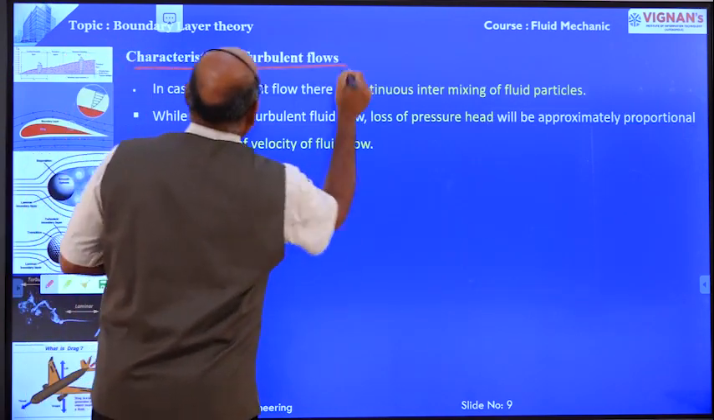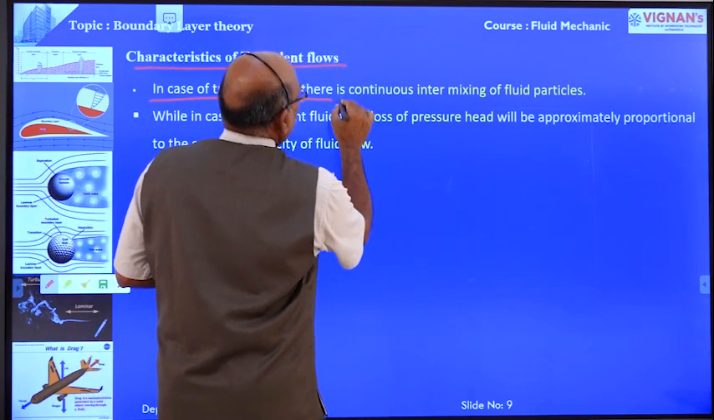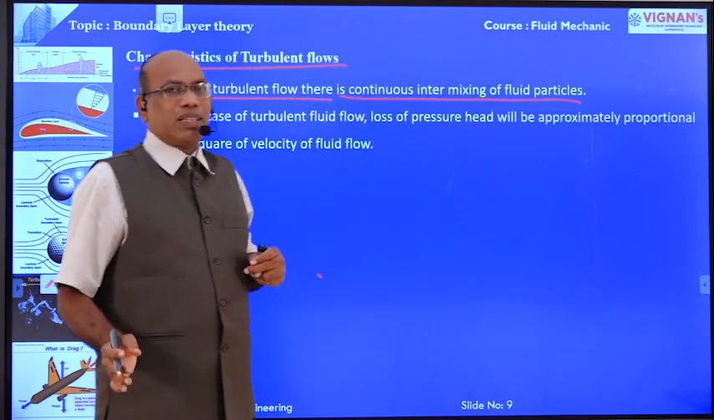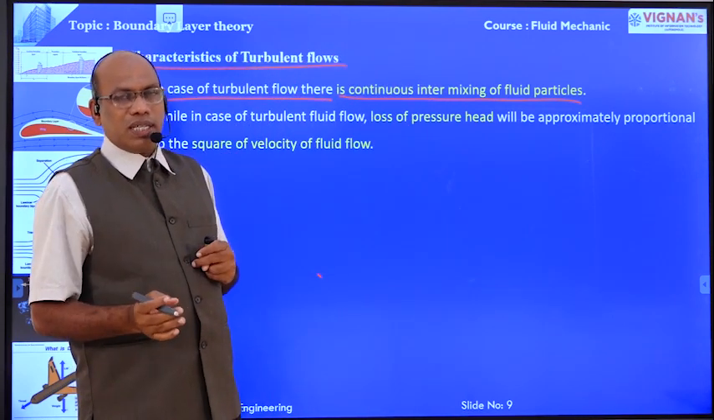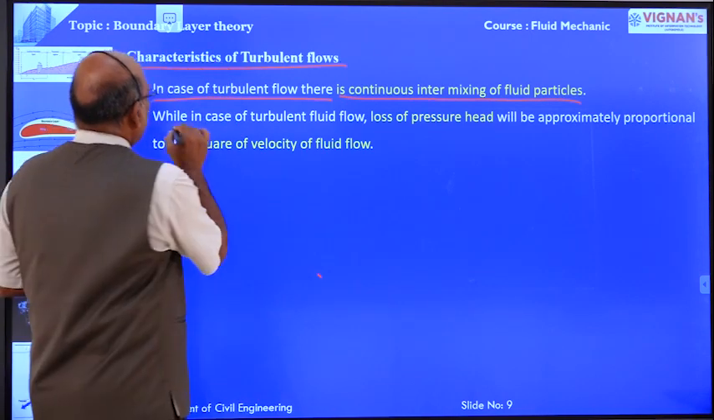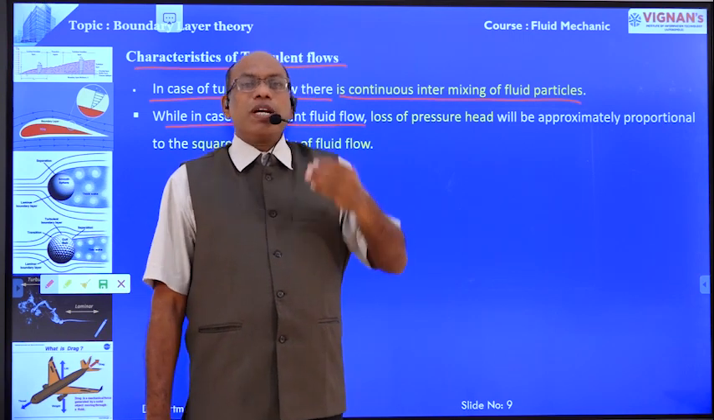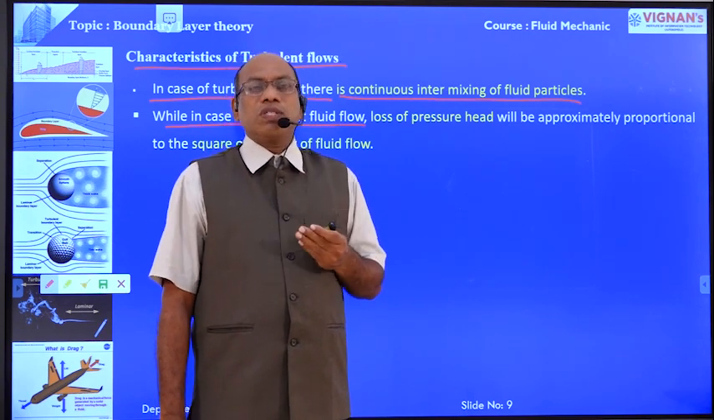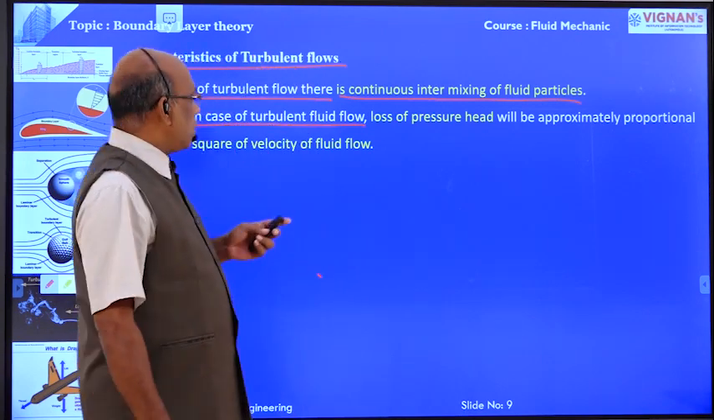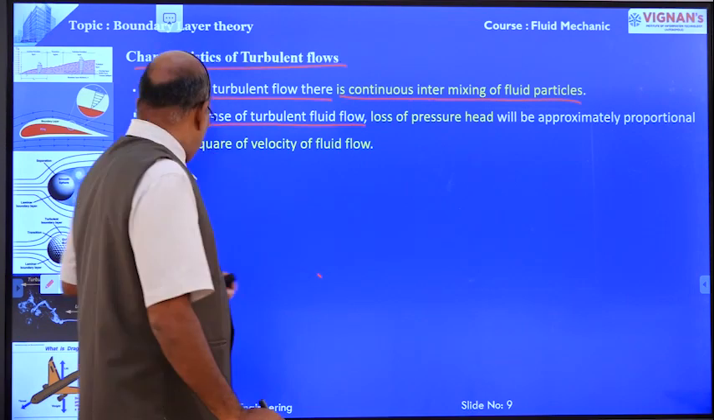Characteristics of turbulent flow. In turbulent flow, there is a continuous intermixing of fluid particles. There is no definite path, and the paths cross each other. Right? This is the first property of turbulent flow. Another one is that the loss of pressure head varies approximately with the square of the velocity. Right? This is about the characteristics of laminar flow and turbulent flow.